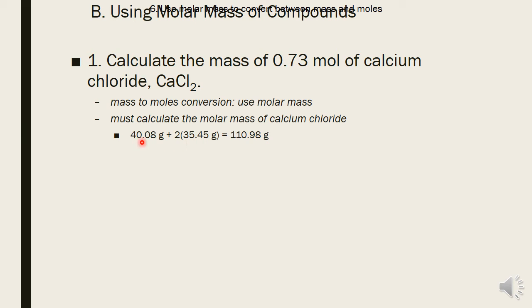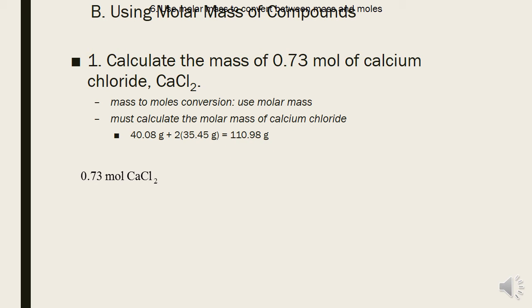We have 1 mole of calcium, so just the molar mass of calcium, 40.08 grams, and then 2 moles of chlorine, so 2 times 35.45, that gives you 110.98. That mass we will need to use in our problem. So we're starting with the 0.73 moles of calcium chloride. We need to convert it to a mass. So this is where we use this molar mass we just calculated.